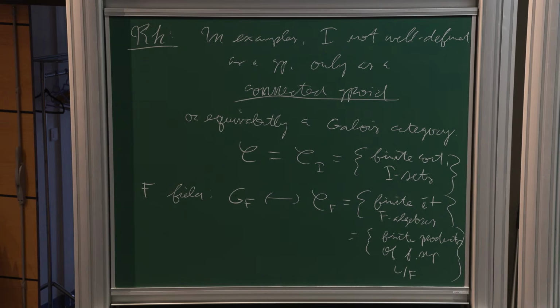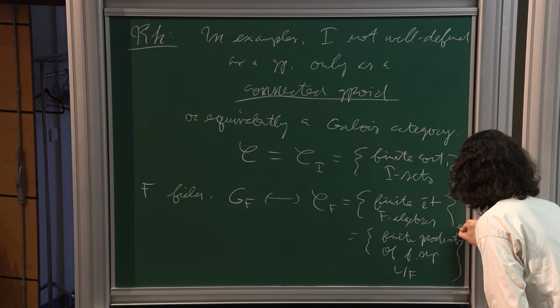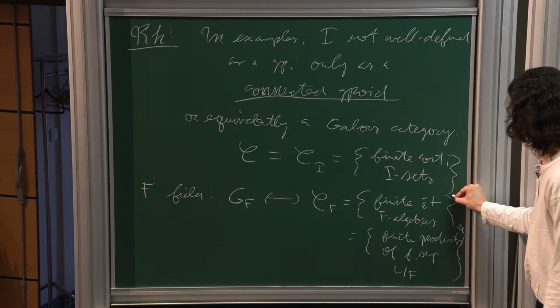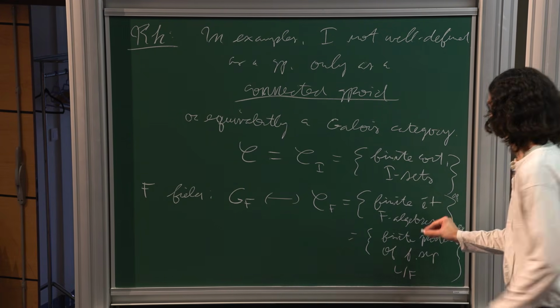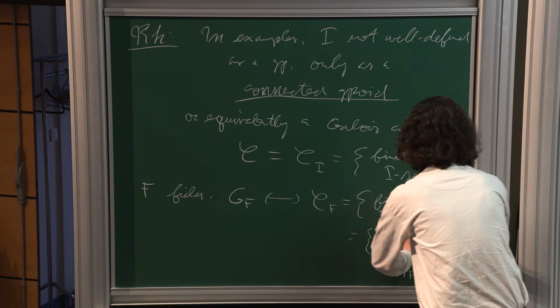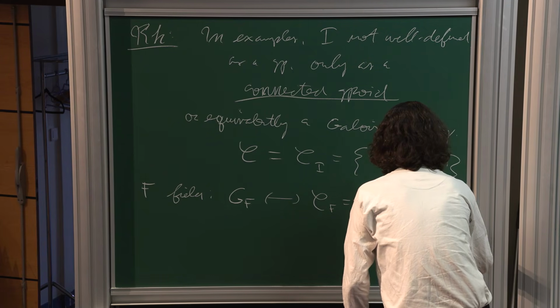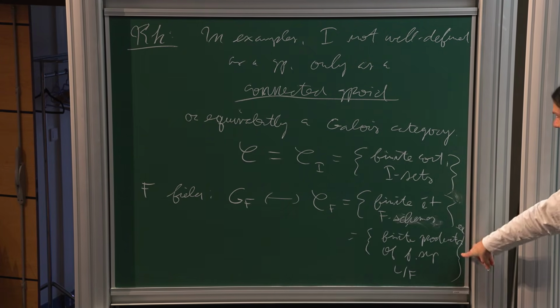No, if you want it to be a Galois category, this one needs to be the opposite. Yeah, this one needs to be opposite. They both need to be opposite. Thank you. The schemes, finite étale F schemes, yeah. Then it wouldn't be opposite. Yeah. Okay, then this one is opposite, yeah.